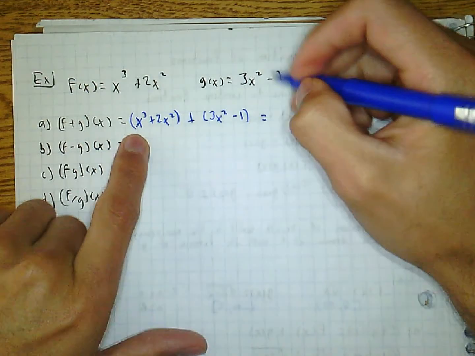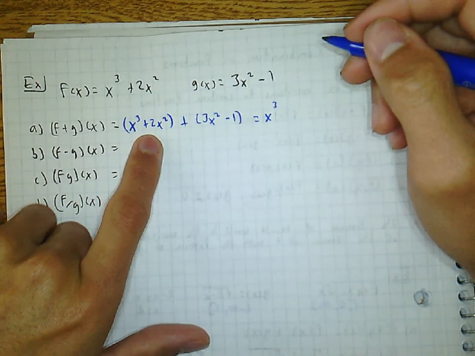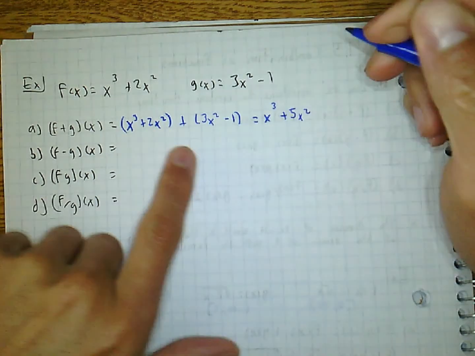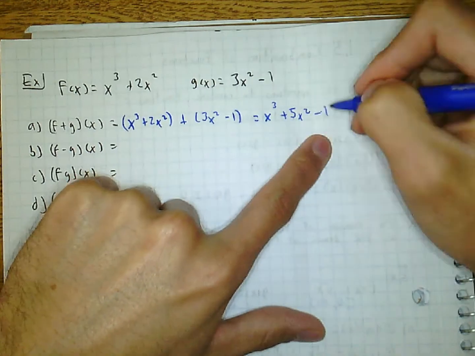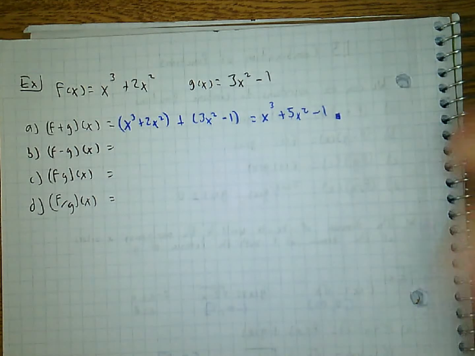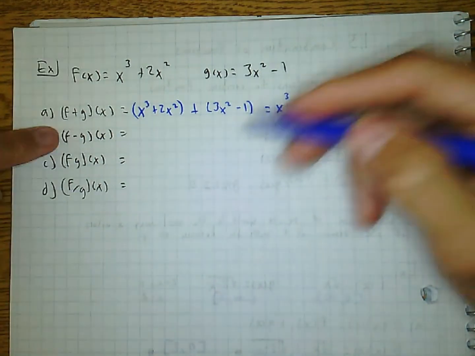So I don't have another cubic term, so I'm going to have a cubic term there. I have 2x squared here, and I have 3x squared, so when I add them, that becomes 5x squared. And then I only have a negative 1. So therefore, the solution for the addition of f plus g is just going to be x cubed plus 5x squared minus 1. Simple enough, hopefully.